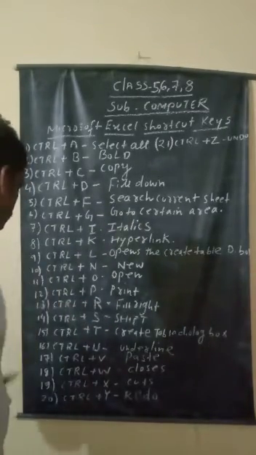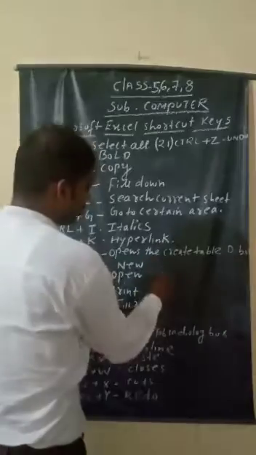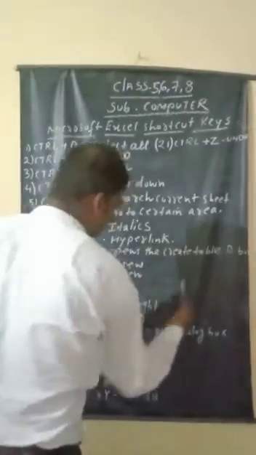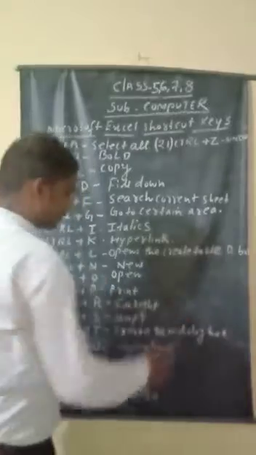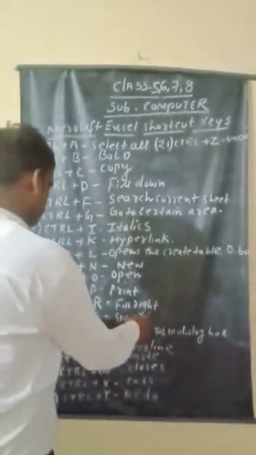Control plus R helps you to fill right. Suppose this is in Excel, you write here on the left, and you want to fill the right. By pressing Control plus R, the content fills to the right.